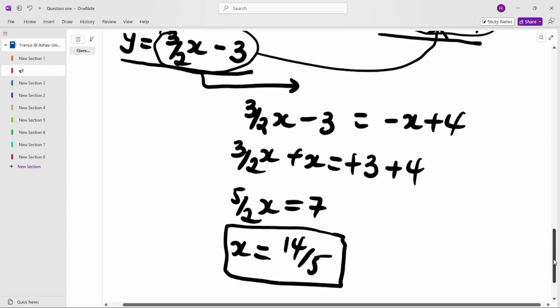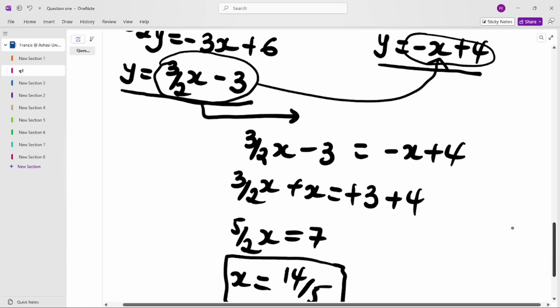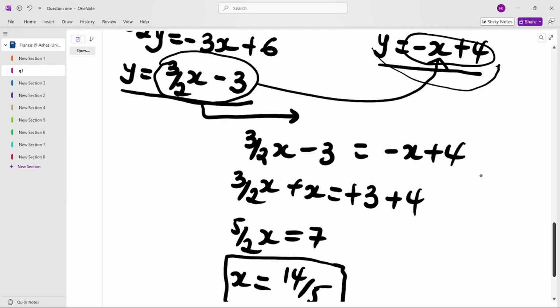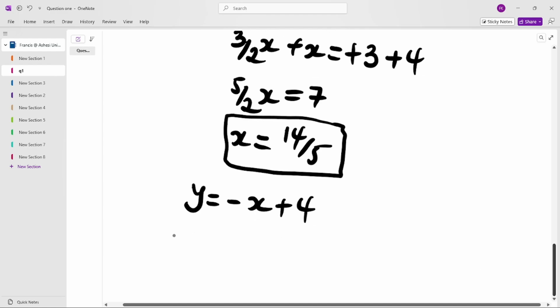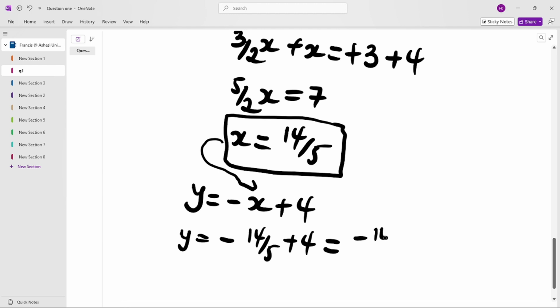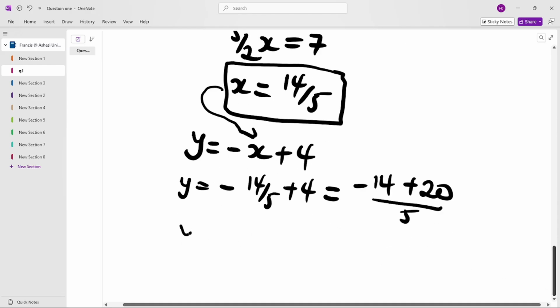At the end of the day, you go back, you take one of the equations, you put in that value of x. So among the two, this is simpler for me. So I'm going to take this one and use it to find the value for y. So y is equal to negative x plus 4 from that equation. So I have y equals, I will now put in this new value of x that I got here, negative 14 over 5 plus 4. That will be equal to negative 14 plus 20 all over 5. Then y equals 6 over 5. So this is the value for y.